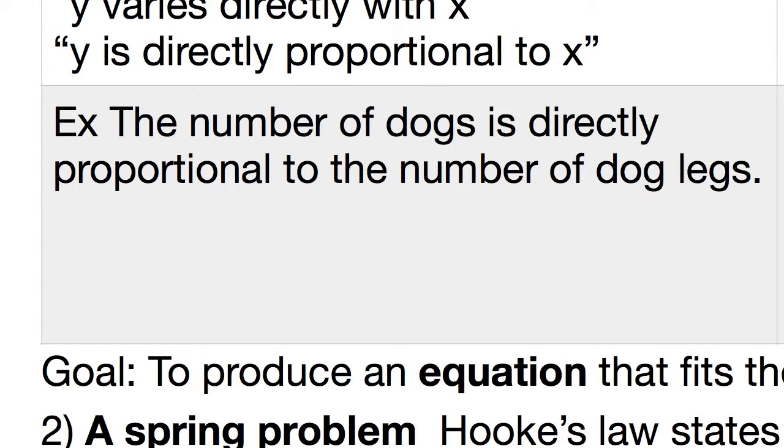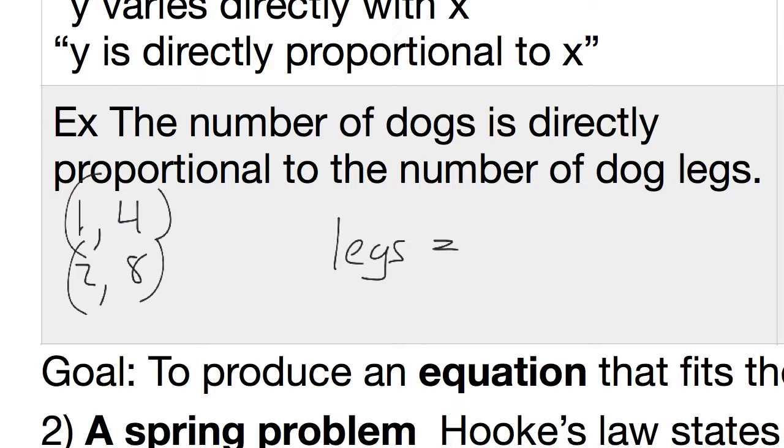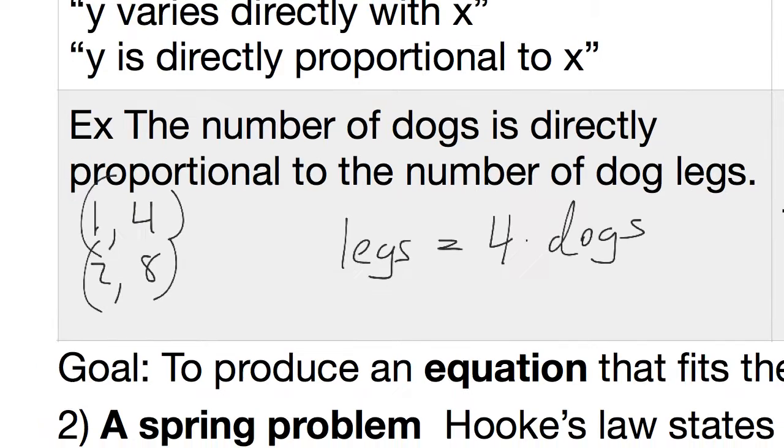So for example, the number of dogs is directly proportional to the number of dog legs. You could have 1 dog and 4 legs, 2 dogs and 8 legs. These are assuming most normal dogs are going to have 4 times as many legs. So the legs could be equal to 4 times the number of dogs. Direct variation.